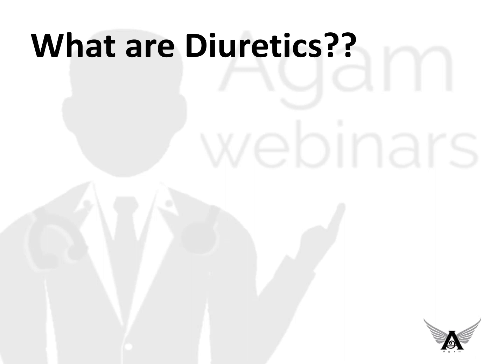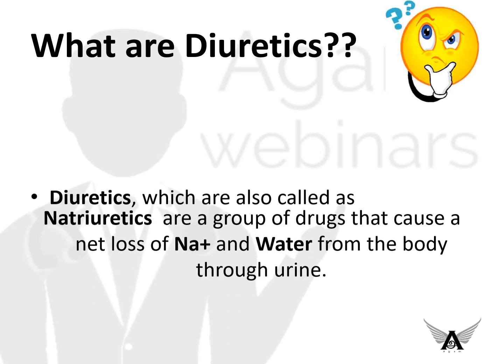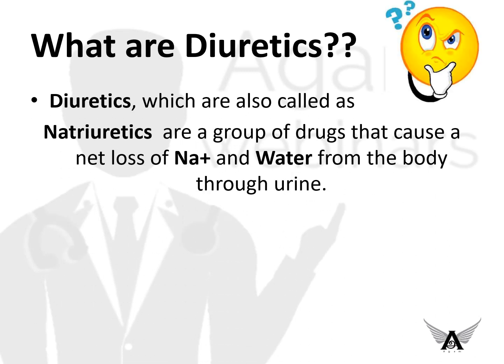So now, what are diuretics? Diuretics, also called natriuretics, are a group of drugs that cause a net loss of sodium and water from the body through the urine.